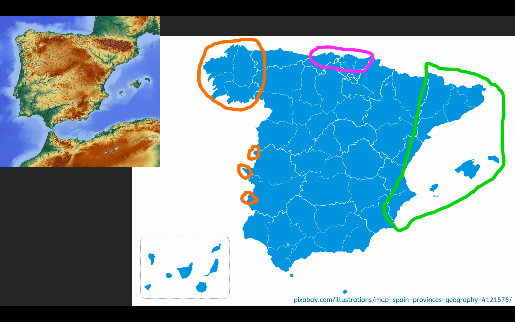Catalan, Basque and Galician are all Spanish because they come from Spain, but they are not the main Spanish language. Therefore, if you are of Spanish nationality, Español, you will speak one or more of the Spanish languages, Castellano, Catalan, Galician and Basque.